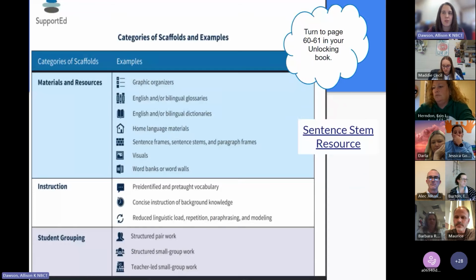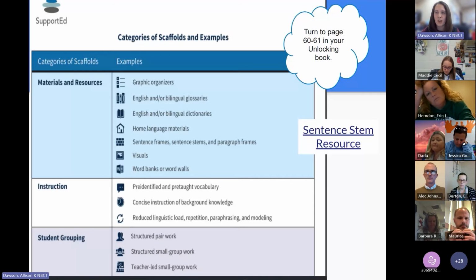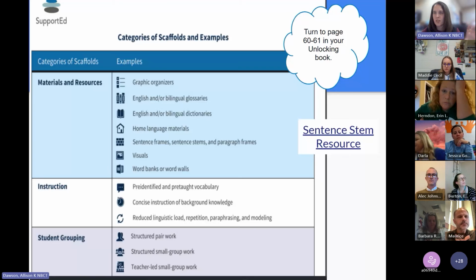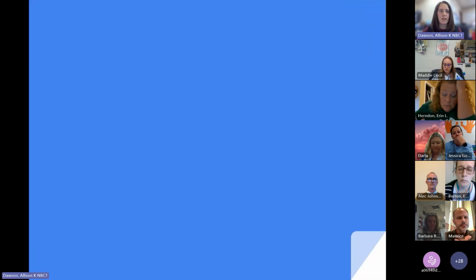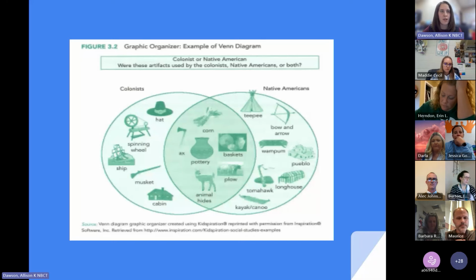All right, now we're going to look at some examples of scaffolds. On page 61 in our Unlocking book, figure 3.1 divides scaffolds into 3 main categories. The first one is materials and resources. The second category is instruction, and that third category is student grouping. We're going to look at some examples in that materials and resources section. And then again, at the end, you're going to have time to use these resources to plan, hopefully, some scaffolds for some future lessons.